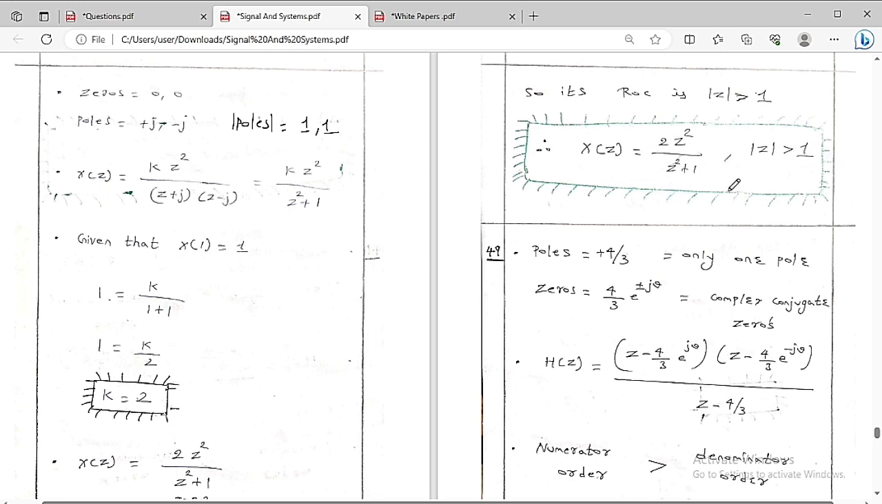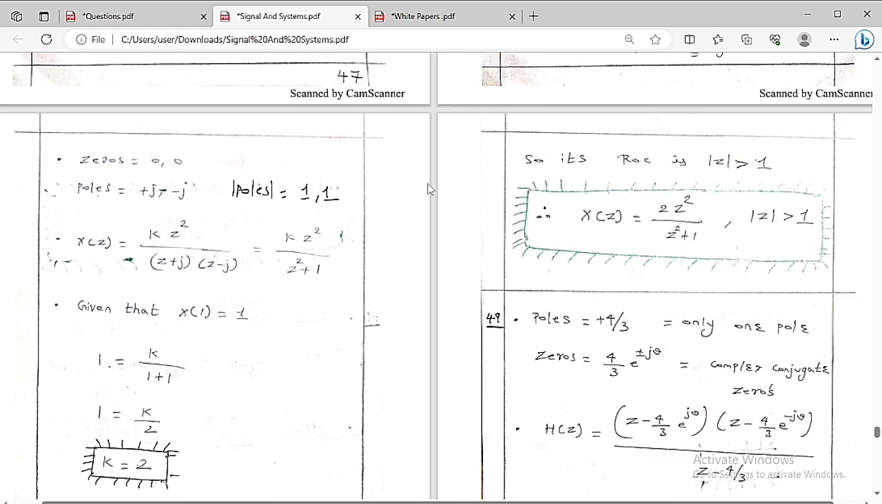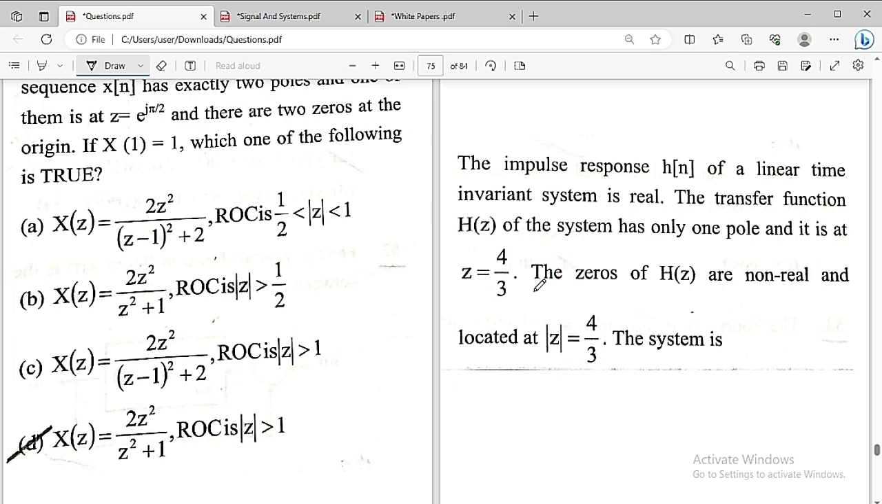So this is what we can say from the given equation. Finally, the z transform of the given signal is equal to 2 into z square plus 1 with an ROC mod z greater than 1. So this is the correct solution of this question. We are going to discuss the other question.